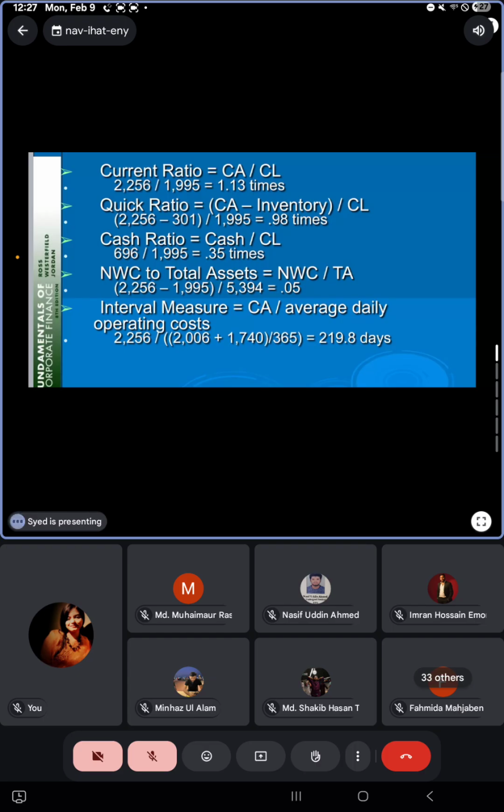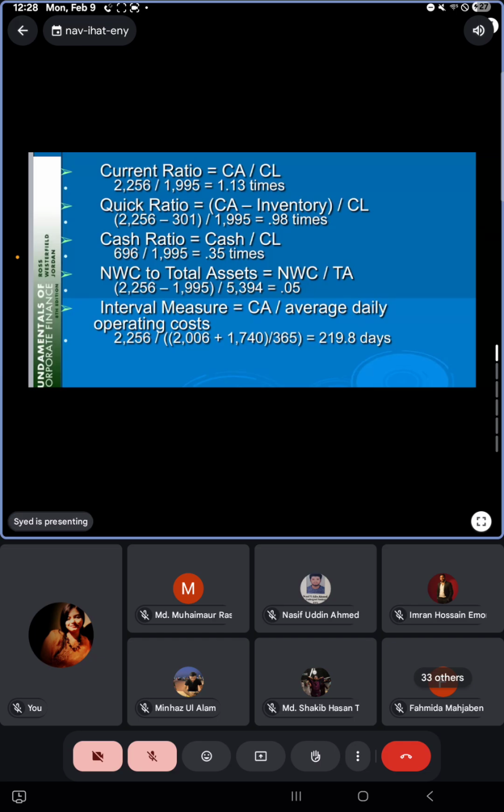For fluctuation, as before, you are going to consider the highest, lowest and recent year performance. For cross-sectional analysis, you're going to compare your performance with another company's interval measure. Let's say your interval measure is 219 days, another company's interval measure is 150 days. That means your company is doing good compared to the other company, because your interval measure is higher than the other company's interval measure. So this is how you're going to do the cross-sectional analysis.